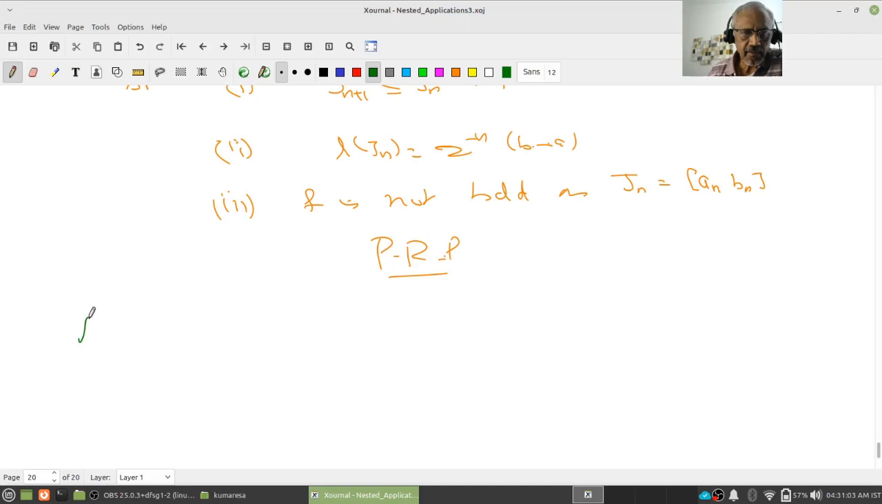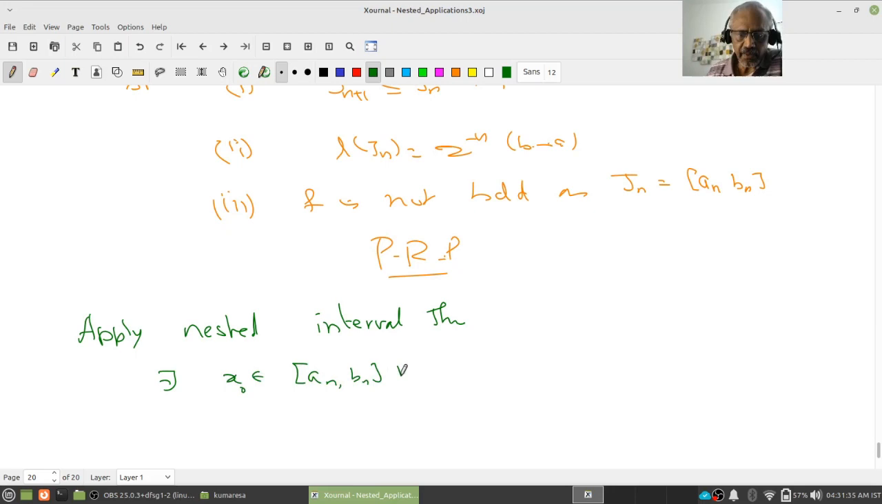So, you can apply the nested interval theorem. Right? Because these are all a sequence of closed and bounded intervals which are nested and their length converges to zero. Okay, therefore there exists an x, call it x0, which is in [an,bn] for all n. This is the same as saying the intersection of Jn, n equal to 1 to infinity, is the singleton {x0}, there is a unique point. Right? Now notice that therefore x0 belongs to [a,b].